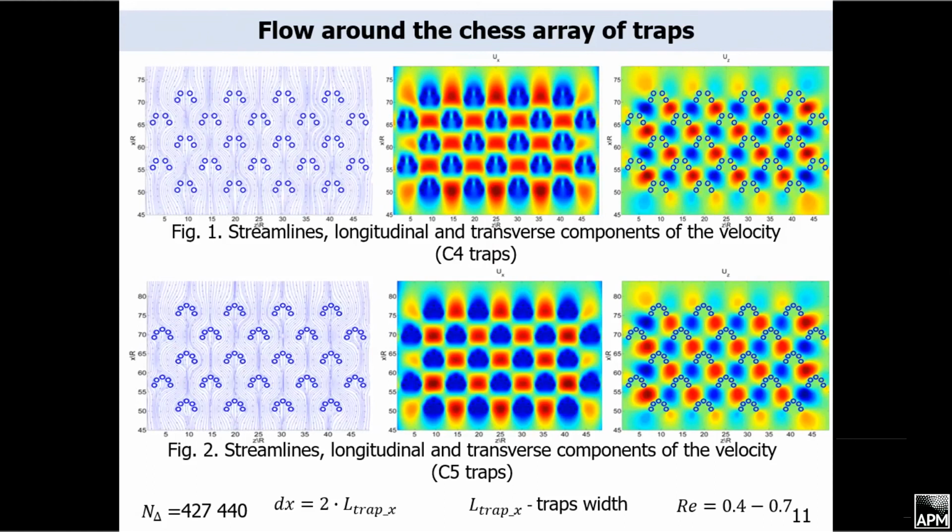around the trap array. The areas with the highest velocity are observed between the traps, as you can see on this figure. In all cases, inlet pressure is constant. The resultant Reynolds number varies between 4/10 and 7/10.